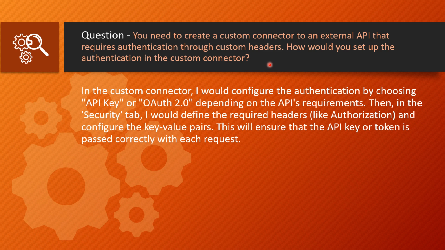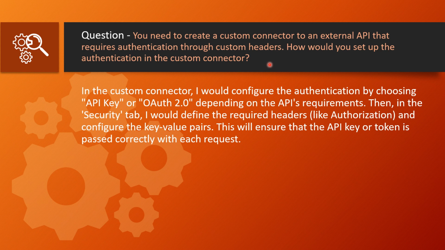Now let's read some questions related to custom connectors. You need to create a custom connector to an external API that requires authentication through custom headers. How would you set up the authentication in the custom connector?